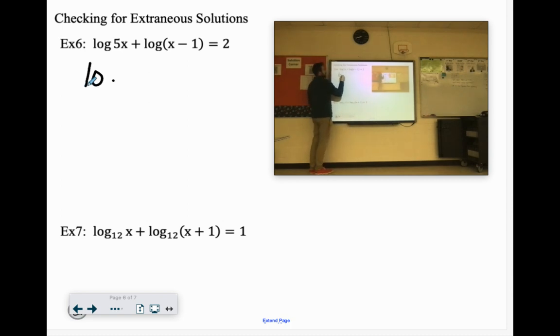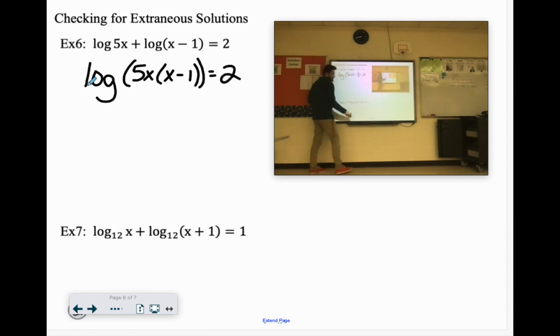It would be log 5x times x minus 1 equals 2. Now, you can multiply that now or multiply it in a second here. We're going to give both of them the base of 10. So we can cancel out the log sub 10 right there. So we have 5x times x minus 1 equals 10 to the second power is 100.